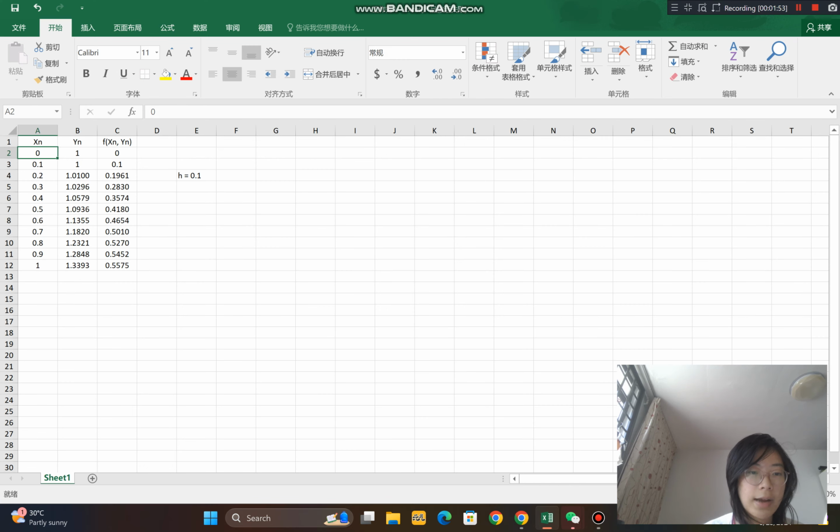Now let's solve the IVP using Euler's method in Microsoft Excel. In column A we'll have our xn values, in column B our yn values, and in column C the function f of x, y, which is x divided by y to the power 2. First enter the initial x value 0 in cell A2 and the initial y value 1 in cell B2.